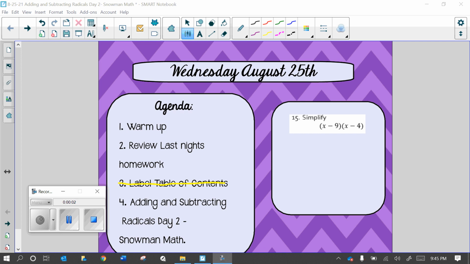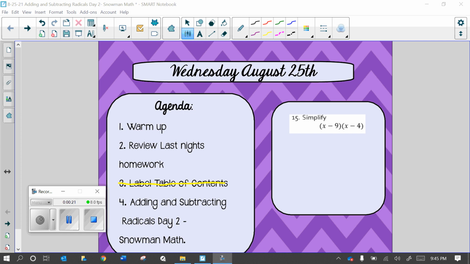Okay, guys, I just wanted to give a quick overview of what we are doing Wednesday in class in case you're at home for whatever reason, if you're digital. Hopefully this helps give you some insight as to what we are doing in class. So this is our agenda. We're going to do the warm-up, review last night's homework. All of this will be posted in Canvas.